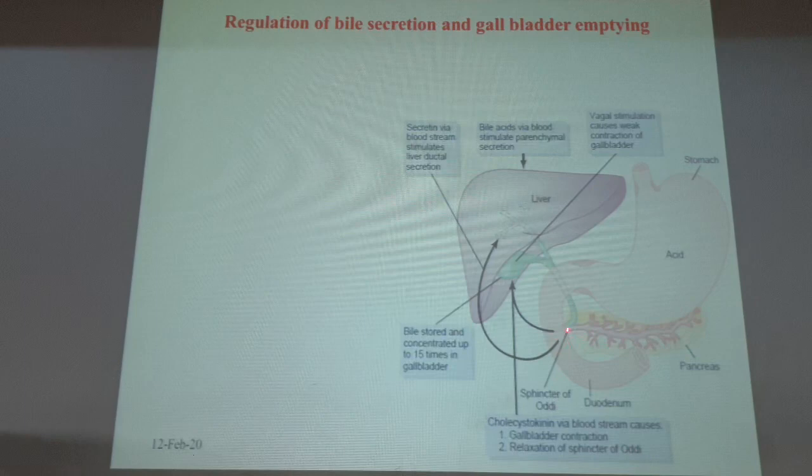At the time of a meal, fat molecules are in the intestine. This will stimulate cholecystokinin and secretin secretion from the intestinal cells. This will go to the liver and enhance contraction of the gallbladder and relax the sphincter. This is the sphincter of Oddi, the opening of the pancreatic and biliary duct in the intestinal wall. So with relaxation here and contraction here, bile will flow over time.